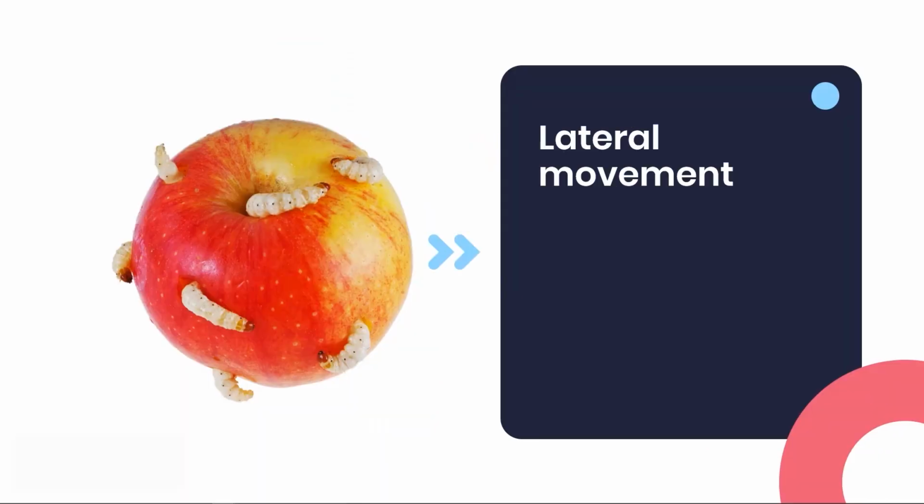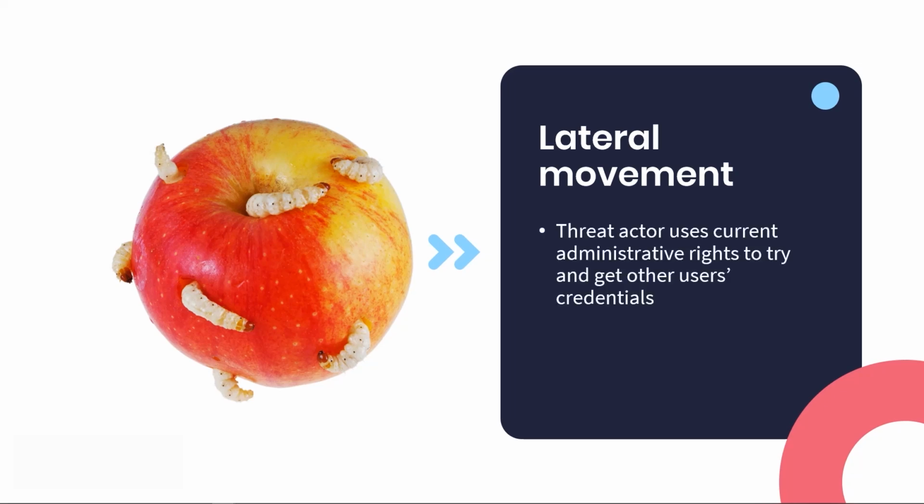The lateral movement stage is very similar to the privilege escalation stage. However, in this stage, the threat actor does not try to gain higher administrative rights, but rather uses the current administrative rights to get other user credentials. This is done by spear phishing, sending a phishing mail to employees within the enterprise network, or remote service session hijacking.